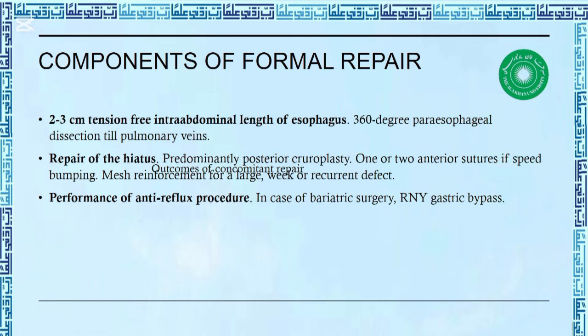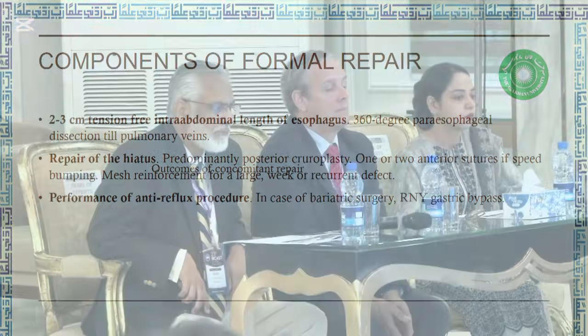So what are the components of hiatus hernia repair? So mainly there are three components. Number one, at least 2 to 3 centimeters of the esophagus and the gastroesophageal junction should be inside the abdomen. That's one. Number two, the repair of the hiatus itself. And number three, anti-reflux procedure, which in case of a bariatric surgery is mostly, in most cases, a Roux-en-Y gastric bypass.